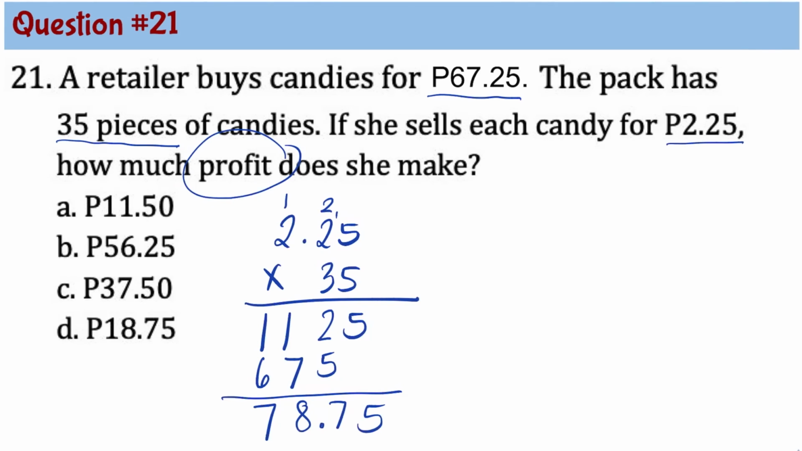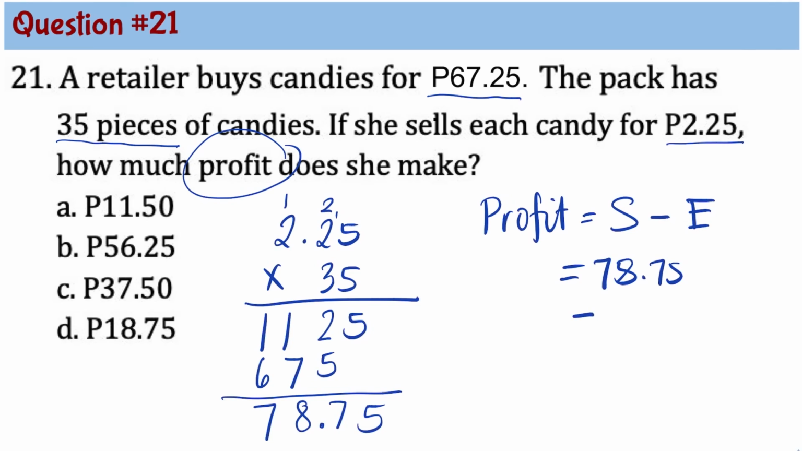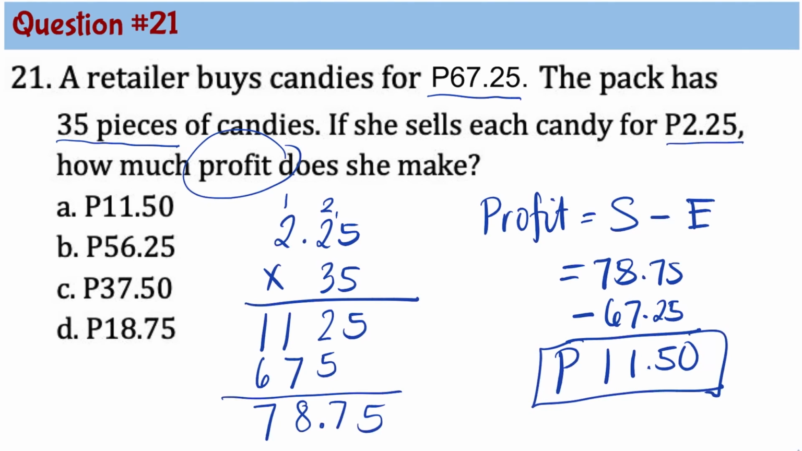78.75. And to calculate for the profit, that means we need to subtract the sales minus the expenses, which is she bought them for 67.25. So we need to subtract 78.75 minus 67.25 to find the profit. So this is 0, 5, 1, 11. So that means that she earned 11 pesos and 50 cents, which is letter A.